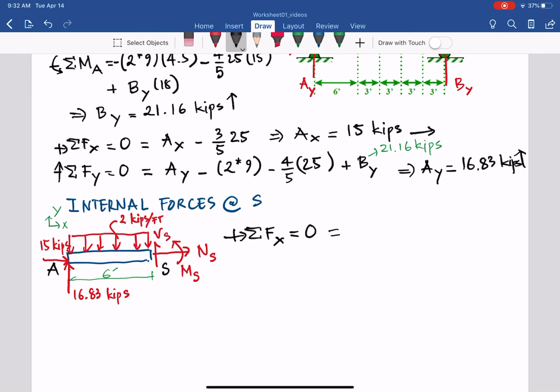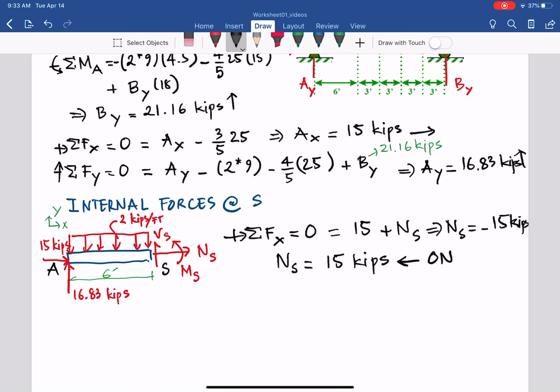So you will have 15 plus Ns. From that you will have Ns equal to negative 15 kips. What does that mean? It's opposite to our assumed direction. We assumed going to the right, so now it goes to the left. So 15 kips goes left, and we need to specify on which member, on AS.